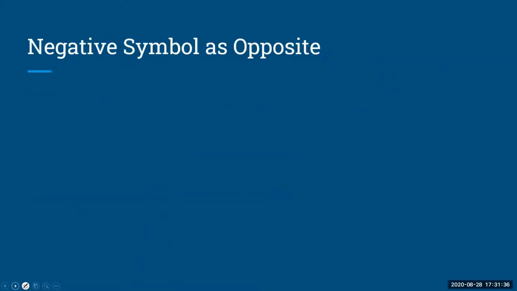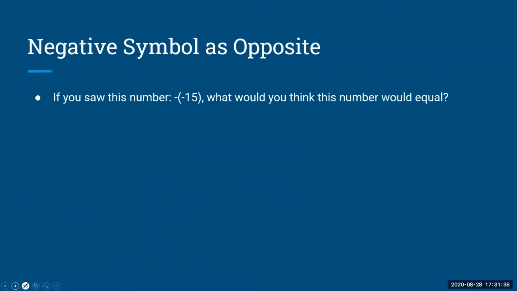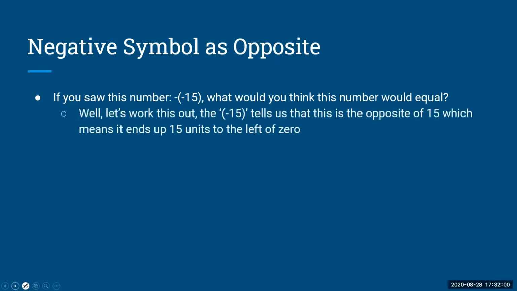All right, moving on. Negative symbol as opposite. If you saw this number, the opposite of the opposite of 15, or negative negative 15, what do you think this number is equal to? You guys should know this. Of course, I am rushing. Yes, sir. 15. Yeah, there you go. Positive 15. Let's work this out. So the opposite of 15 means 15 units to the left of 0, right? But then you do the opposite of the opposite.